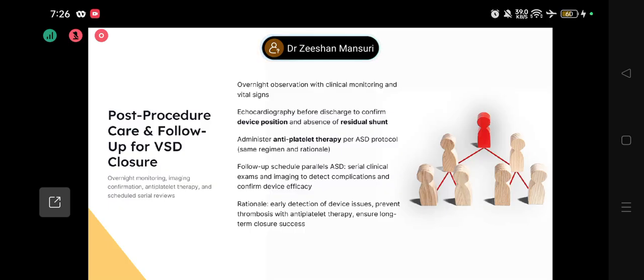Once you have snared the wire, you take it out, because it has to be an extended length, 360 centimeter or 310 centimeter thermo wire. You take it out, and then on the arterial side, you put multiple clamps with the artery forceps, and on the venous side, you put the long sheath, that is the delivery sheath for the ventricular septal defect.